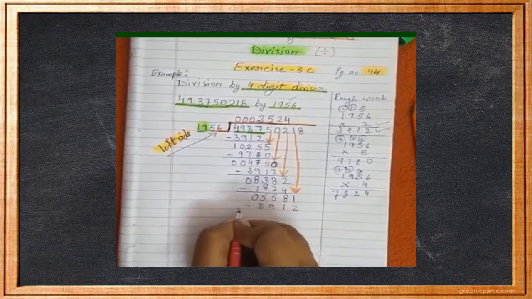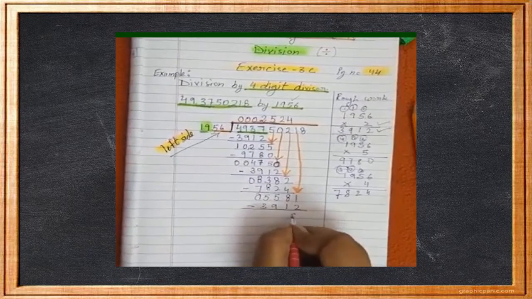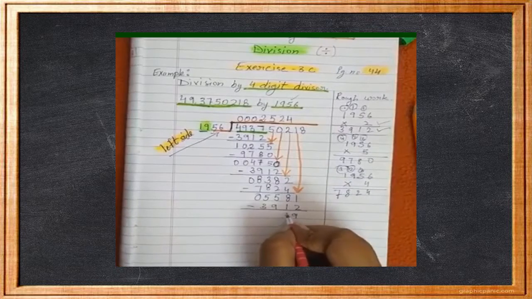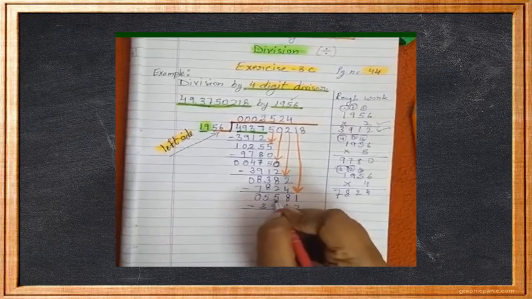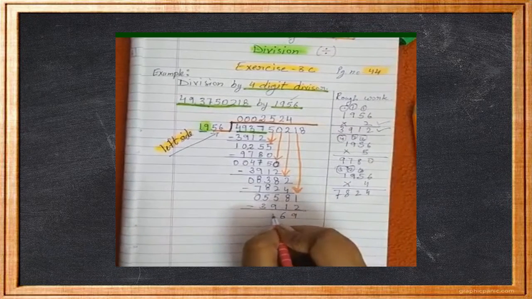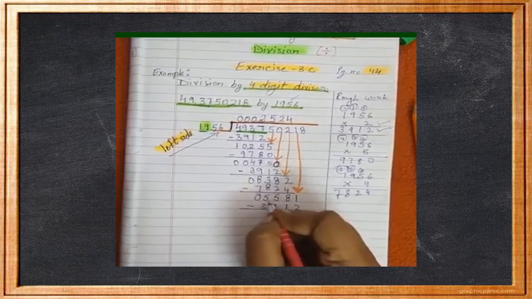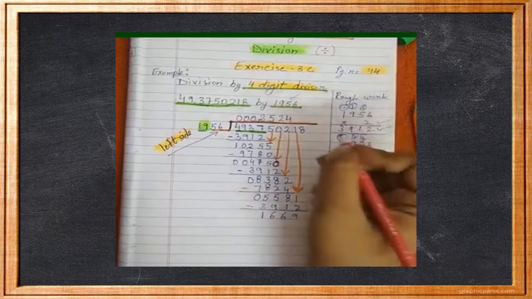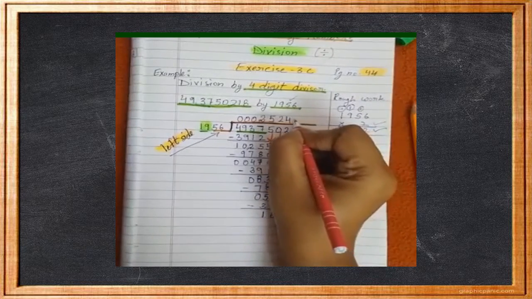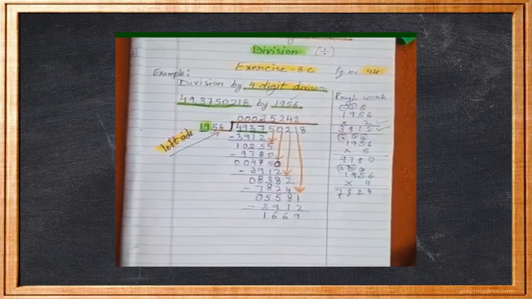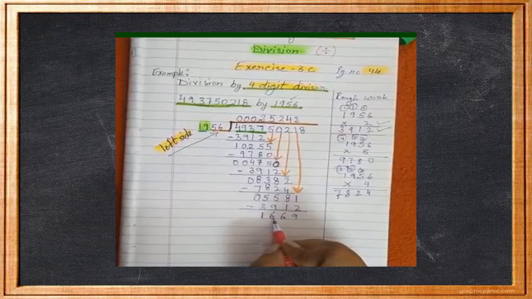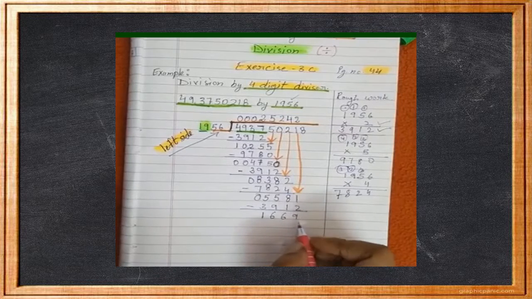3912. Subtraction sign. 11 minus 2, 9. Yes, 7 minus 1, 6. 15 minus 9, 6. And 4 minus 3, 1. Yes, children. And you will be writing 2 here on the top. Yes, children. Now 1669. What do you have to do?